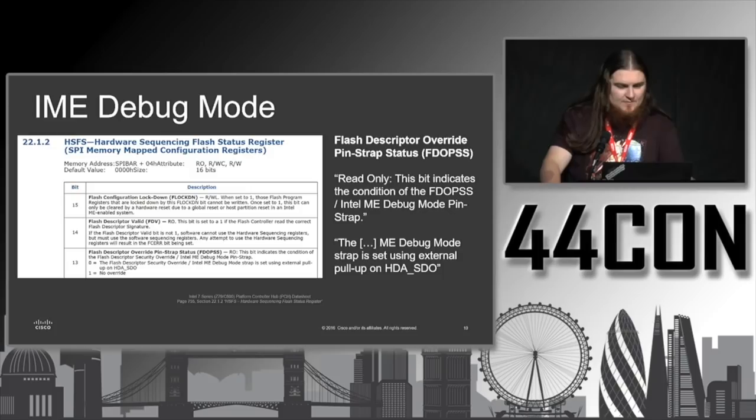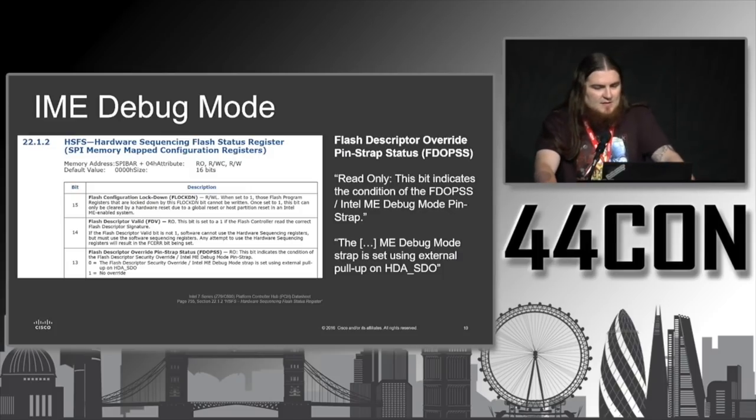So, digging through the datasheet, I happened to run into this piece of information. Flash descriptor override pin strap status, or FDOPSS. Essentially this says, put Intel Management Engine into debug mode and unlock the flash, which sounds kind of weird. I was reading through this and went, oh, that's interesting. Why would you be able to put Management Engine in debug mode? And how is that done?